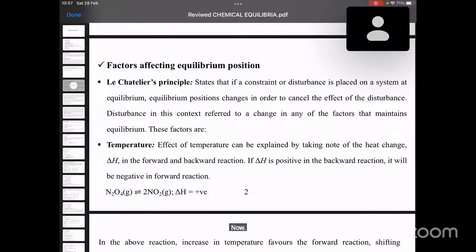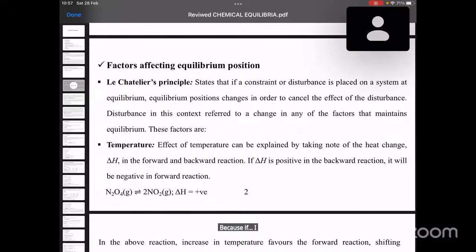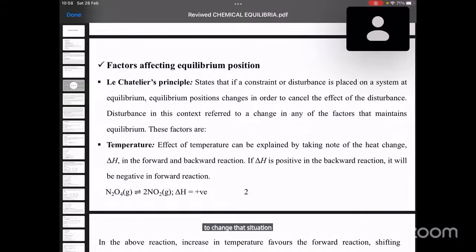Now, what are the factors that affect the equilibrium position? What do we even mean when we say that? If we get here and the concentration of both sides is static, that means the rate of forward reaction equals the rate of backward reaction. So now we have a dynamic equilibrium. You measure the concentration and it remains the same. The concentration of reactant is no longer changing. That of the product is no longer changing. What can you do to change that situation?